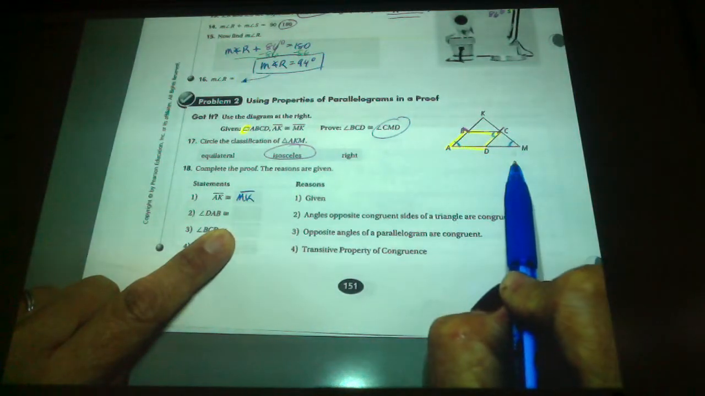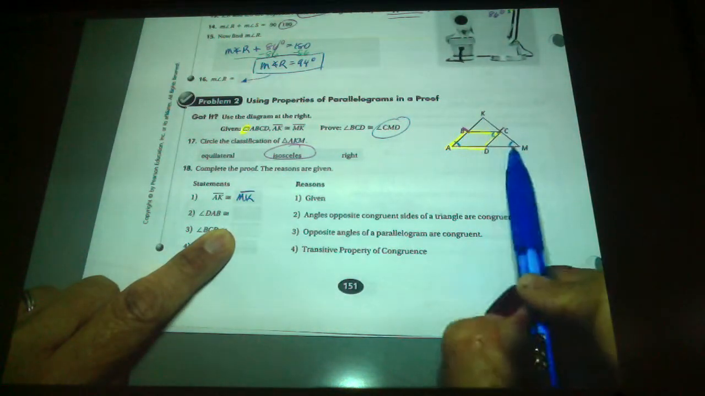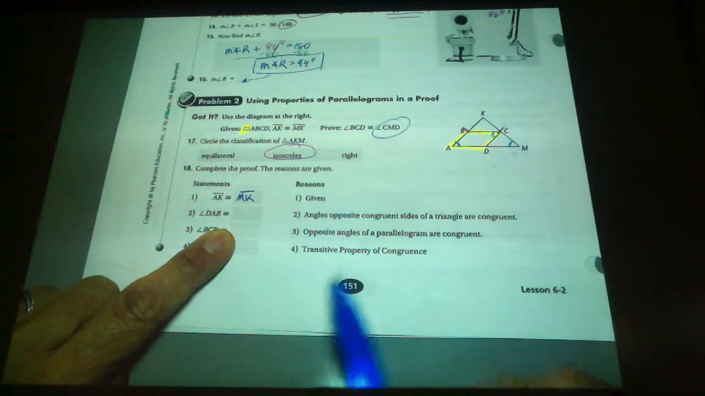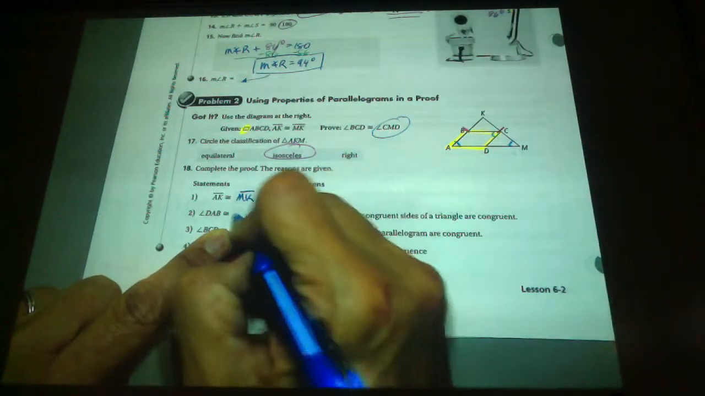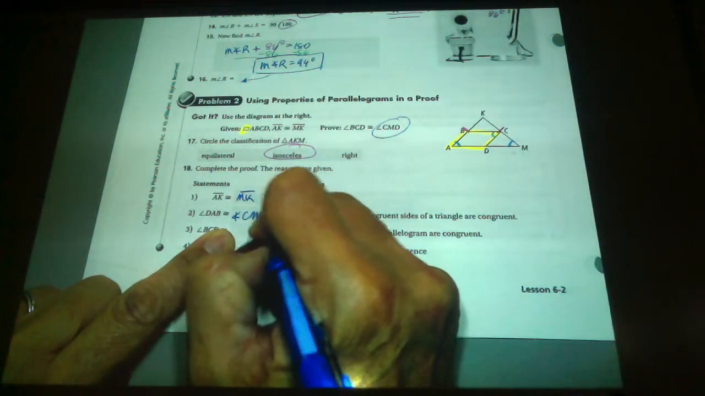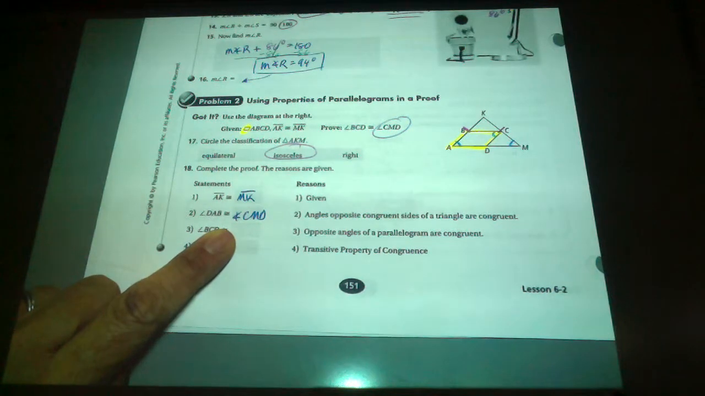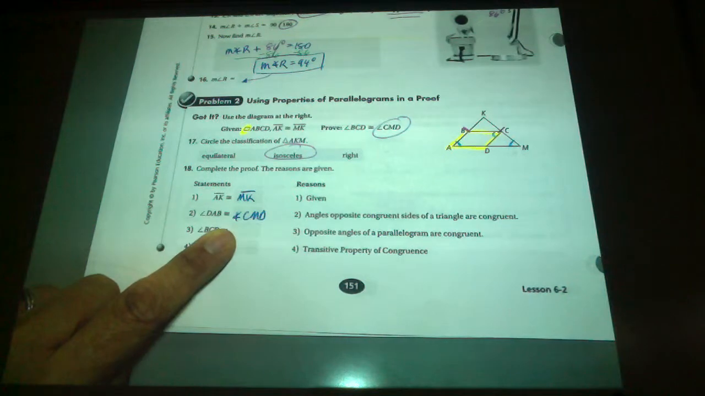I could name it KMA if I wanted to, but I'm going to use that same name here because that's in my proof. I could have used KMA or KMD or CMD or reverse of any of those, so long as M's in the middle. But I'm using angle CMD because that's what's in my proof statement. We don't have to say that we have an isosceles triangle to use that. We just have to say this, which is in the isosceles triangle pair.